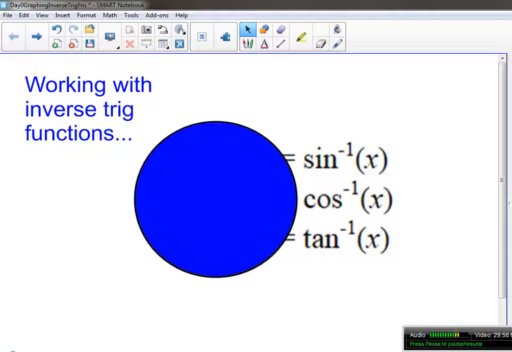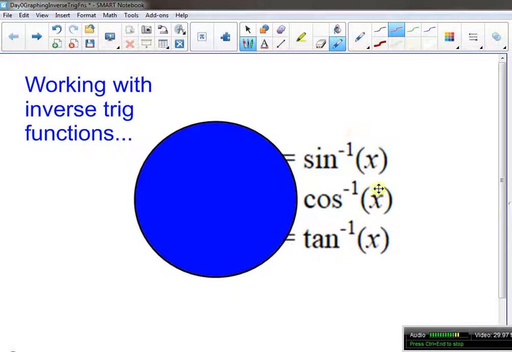This video today, working with inverse trig functions, is more of a watch and listen and think about than it is a do. So just sit back and put the pen down. You just want to listen to how I describe what's going on here. There are some important concepts we want to get in this particular lesson.